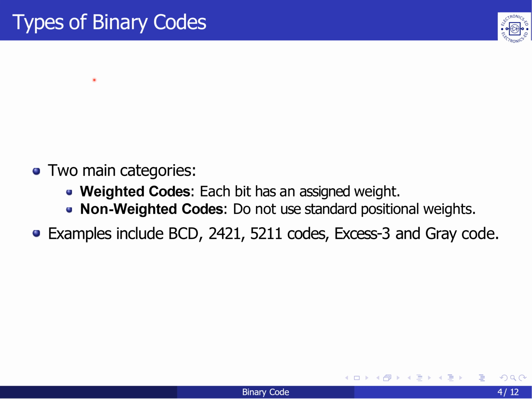There are two main categories of binary codes. First, weighted codes, where each bit has a specific assigned weight, just like in our decimal system. Second, non-weighted codes, which don't use the standard positional weights found in traditional number systems. Examples you might encounter include BCD, 2421, and 5211 codes for weighted, and XS3 and gray code for non-weighted. Each serves a unique role in different digital applications.